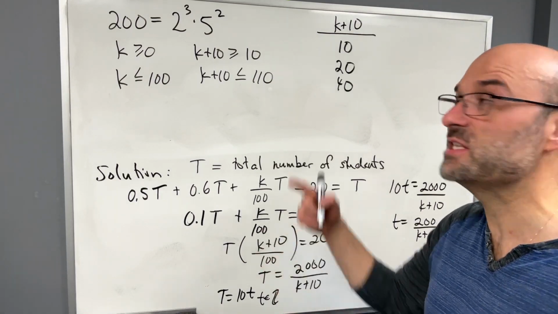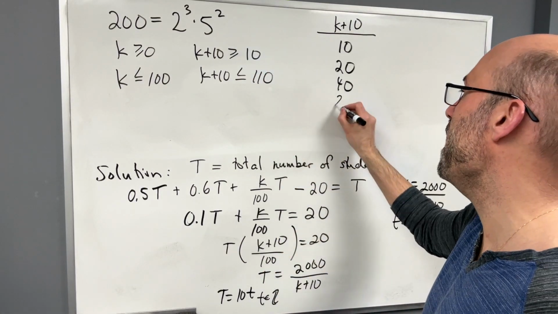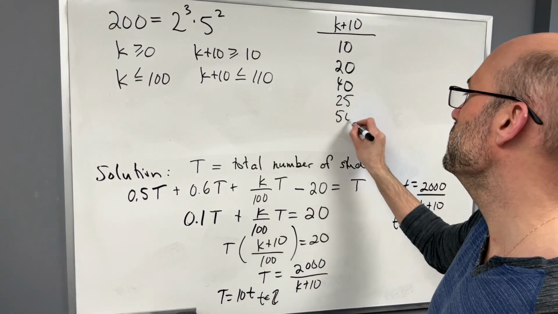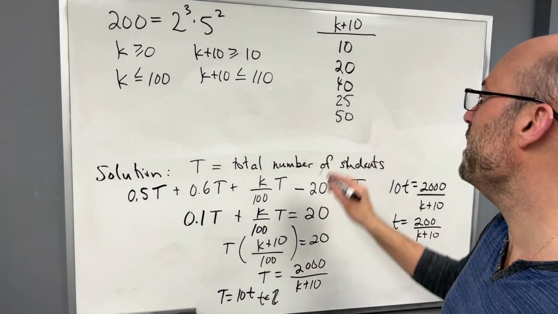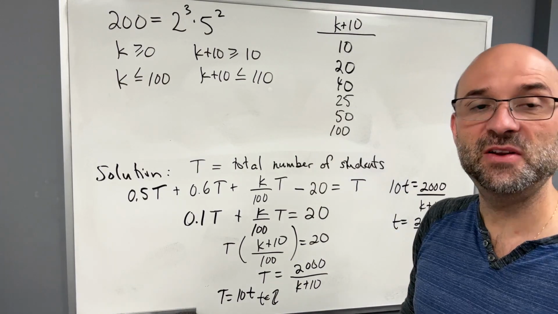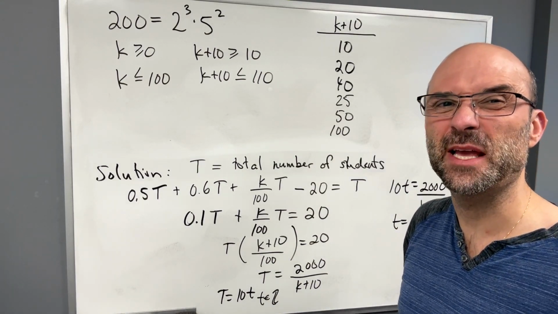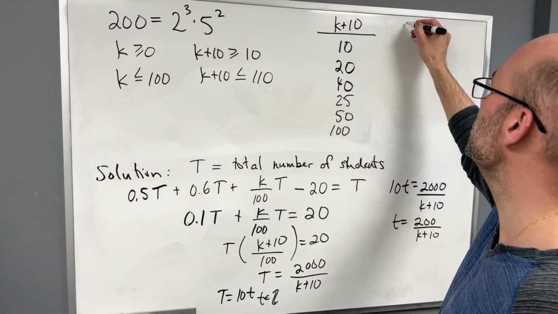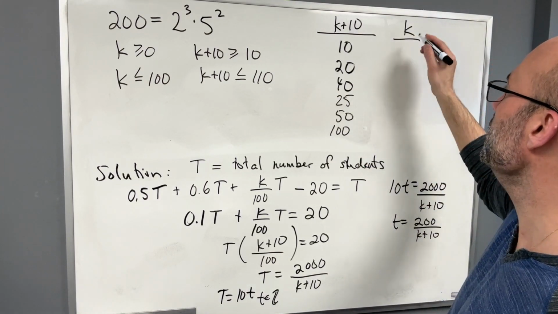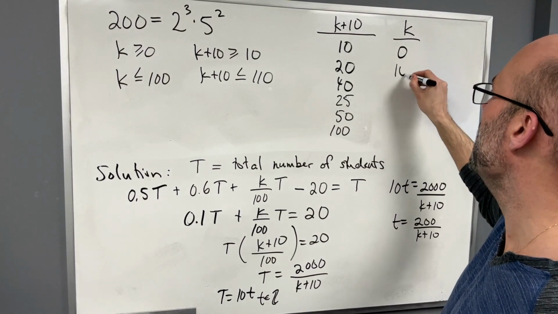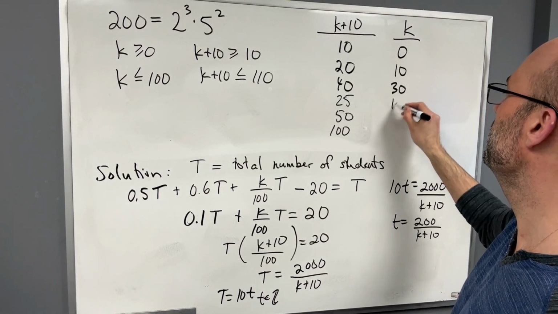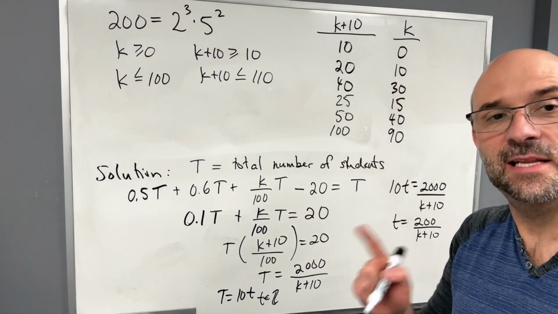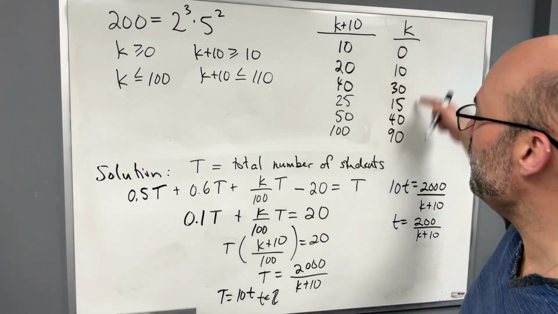If I have 5 to the exponent 2, I could have 25 times 2 to the 0. I could have 25 times 2. I could have 25 times 4. But if I do 25 times 8, I'm already too big. So these are all the possibilities for k plus 10, which means that k is either 0, 10, 30, 15, 40, or 90.